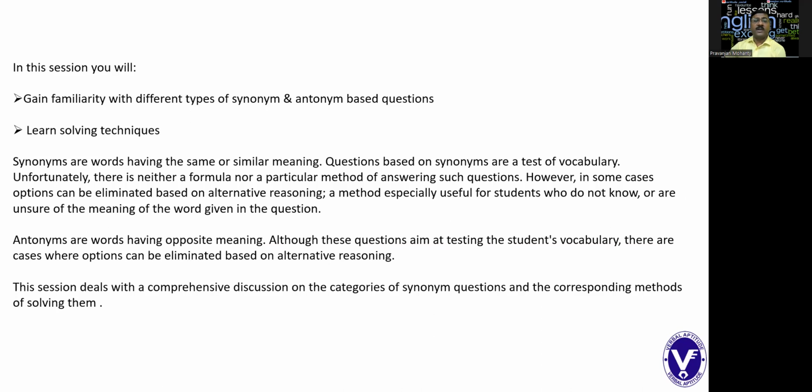So in this session, you will gain familiarity with different types of synonym and antonym based questions, and you will learn the solving techniques. So, see, synonyms are not meanings. I'm sure you're aware of it. Synonyms are words having the same or similar meaning, or we say it as closely related or closely associated words, but not the meaning. Questions based on synonyms are a test of vocabulary. Unfortunately, there is neither formula nor a particular method.